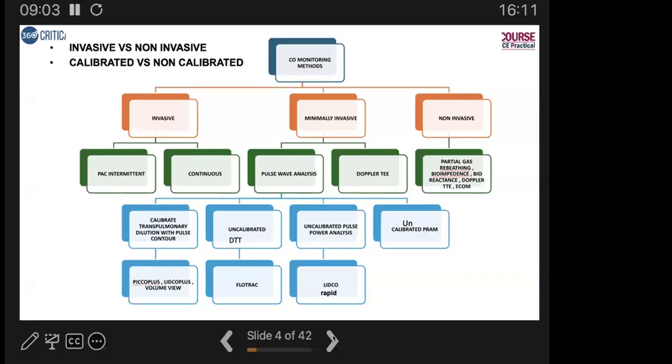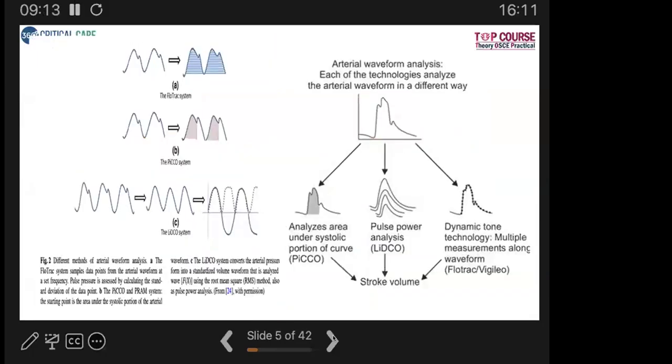Okay. So this is how you classify the cardiac output monitoring devices as invasive, minimally invasive, and non-invasive, where during OSCE Viva, the pulmonary artery catheter, the Pico and Volume View catheters, and FlowTrack could be the areas of interest, and bioimpedance and bioreactance again. Okay.